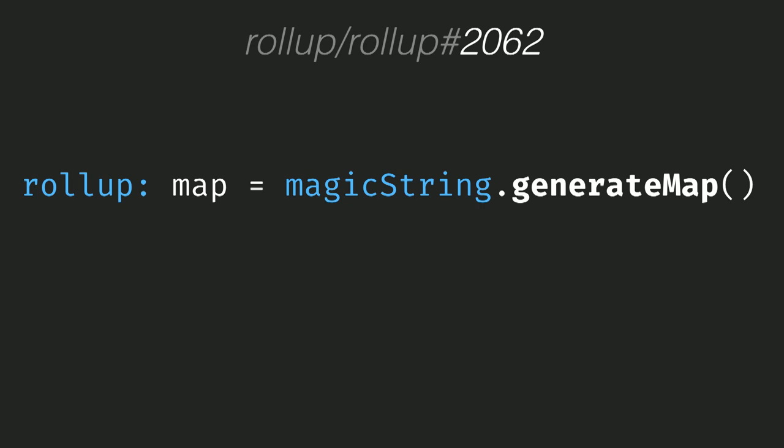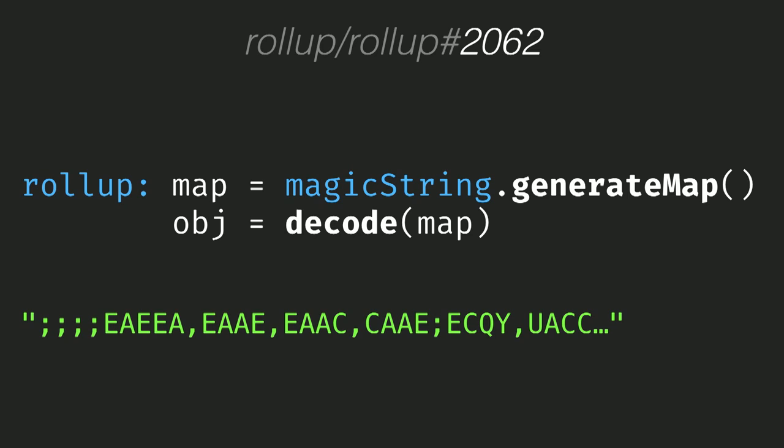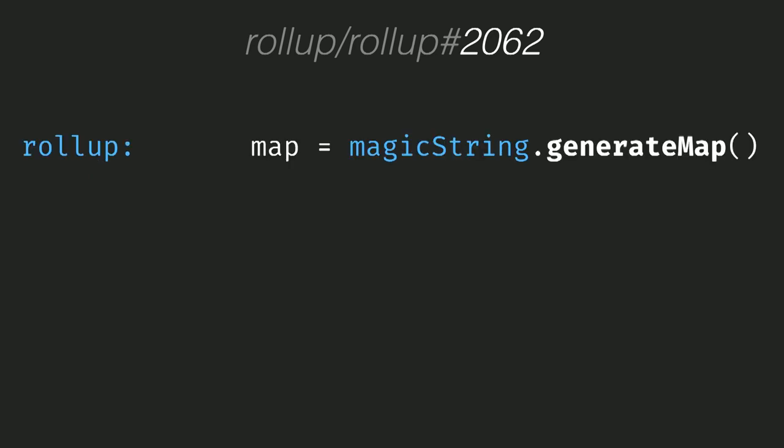So I profiled it and narrowed it down to two lines of code. One line of code used a dependency called magic string to generate a source map. Then the second line decoded this string into an object to manipulate later. And source maps look like this. They look like a string. So you can't really understand why it's slow, because there's a dependency, and you have to look inside and figure out what's going on. So I looked into it.